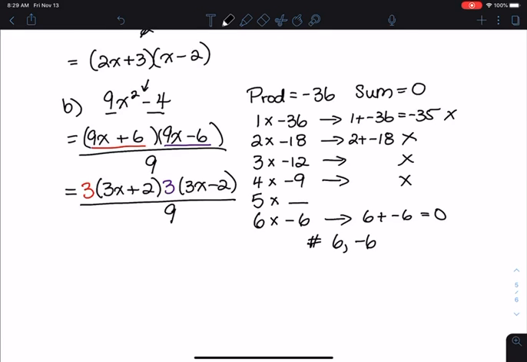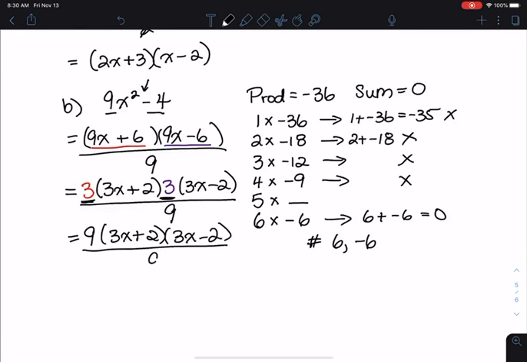And I know that 3 times 3 is 9, so I could write this as 9 times 3x plus 2 times 3x minus 2, all divided by 9, and my 9's cancel out. And that leaves me with 3x plus 2 times 3x minus 2 as my factors.